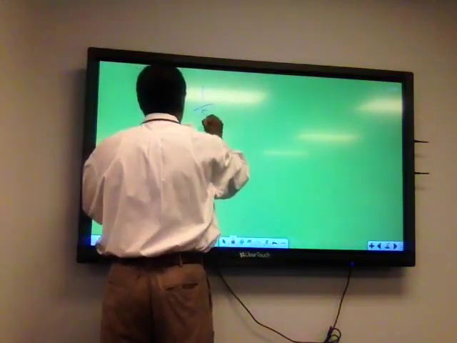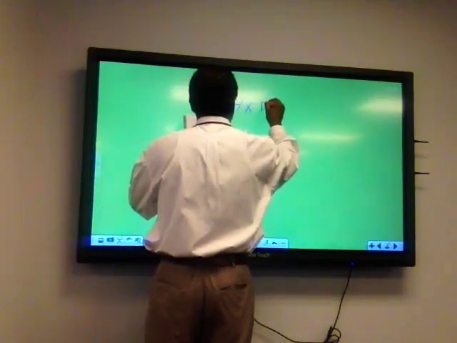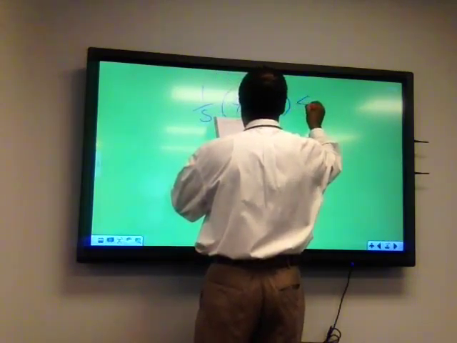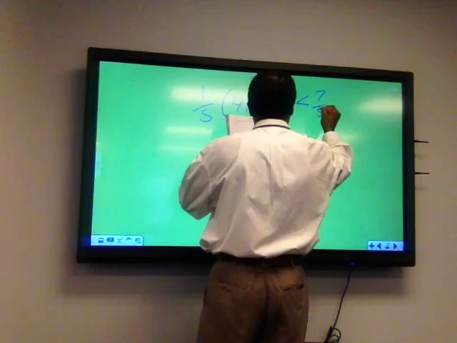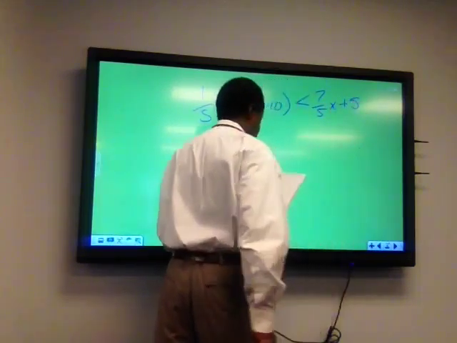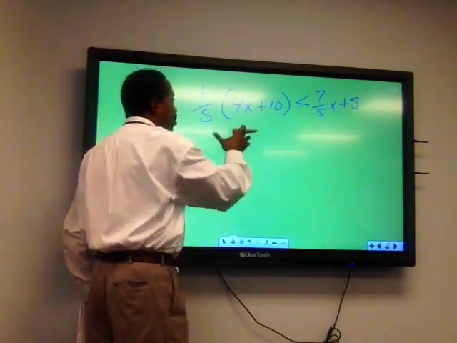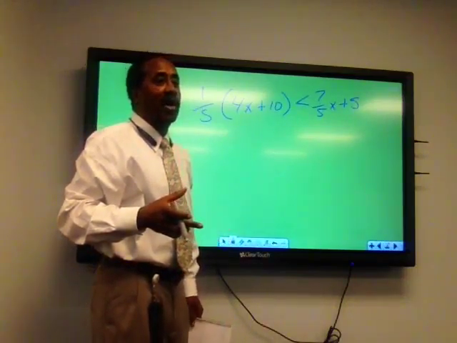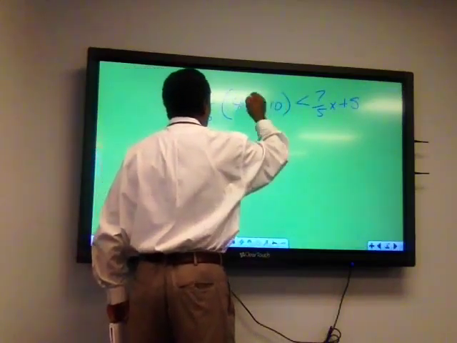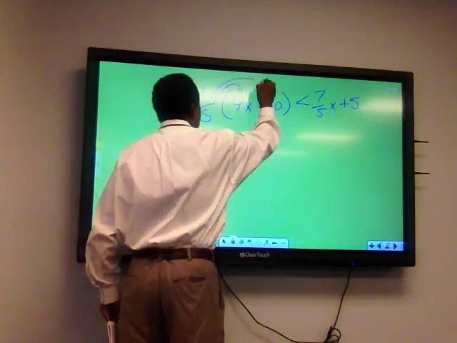So here we got 1/5 times the quantity 4x plus 10, and it says it is less than 7/5x plus 5. First step, look inside the parentheses. This is a binomial, no like terms. So we do the distributive property. We distribute 1/5 to everything inside the parentheses: 1/5 to this, 1/5 to this.